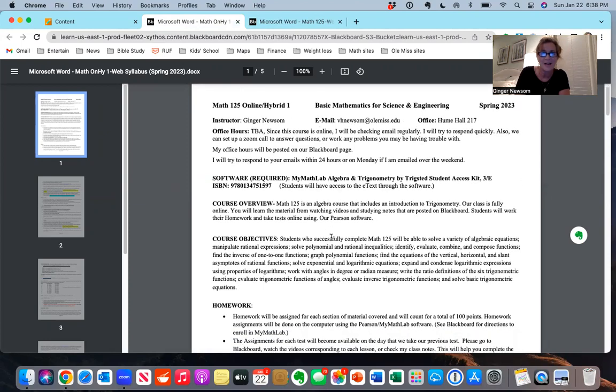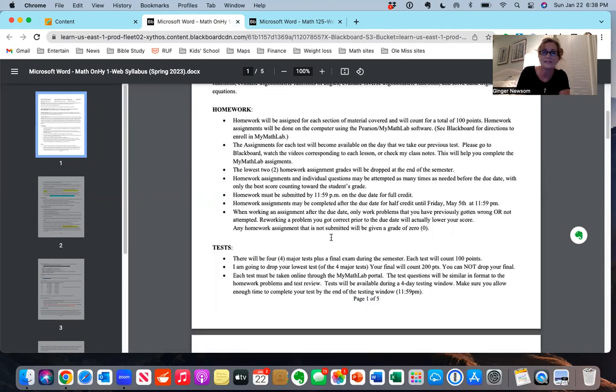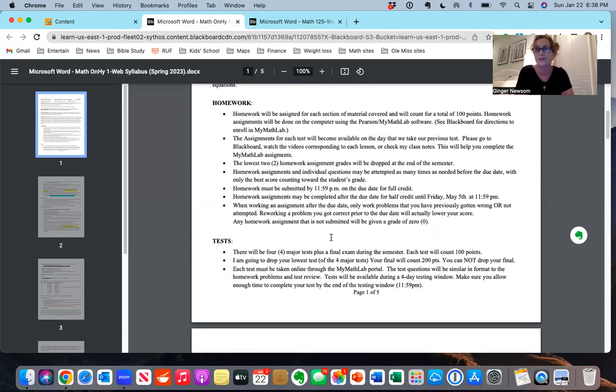Okay. This is the course overview. Like I said, the homework will be covered in Pearson in MyMathLab. Each section has a section of homework. At the end of the semester, I'll drop 1 or 2 of your lowest assignments, and your homework grade will end up adding up to count as much as a regular test grade. So it'll be a 100 point test grade will be your homework.